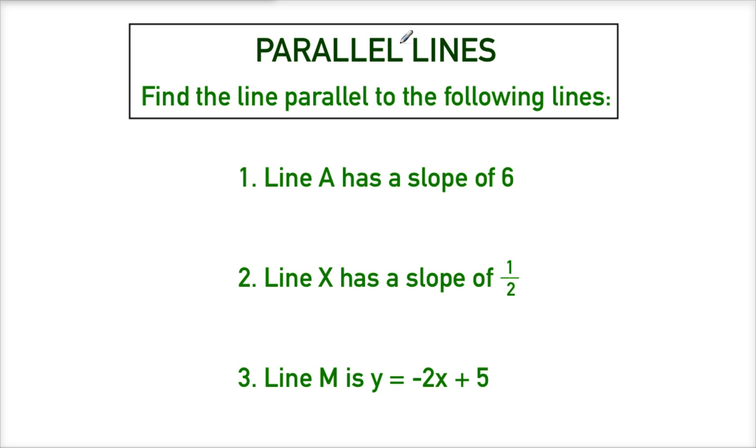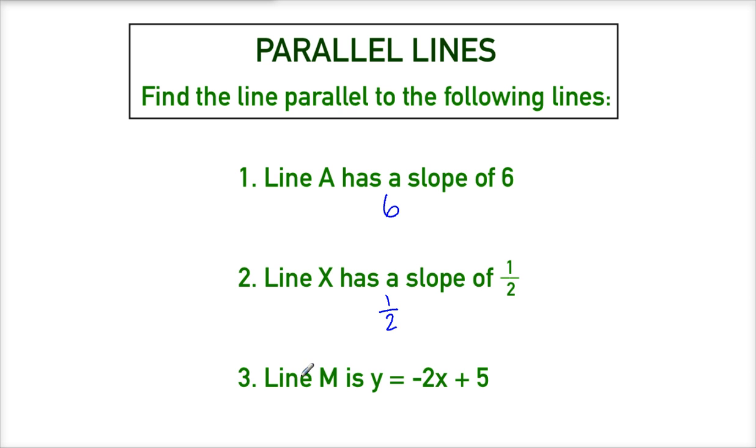Okay, so let's practice a little bit with parallel lines first. We want to find the slope of the line that's parallel to these lines given. So line A has a slope of 6. So what's the slope of a line that's parallel to A? Well, that would also be 6. Line X has a slope of 1/2. So what's the slope of a line that's parallel to line X? Well, the slope of a line parallel to it would also have a slope of 1/2.